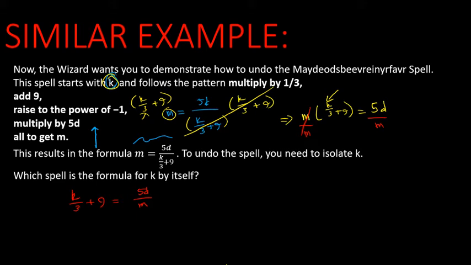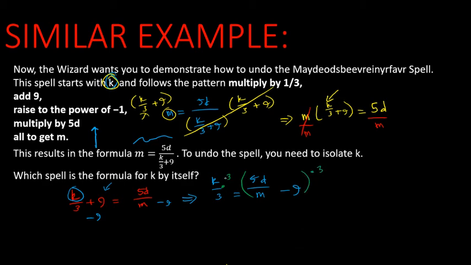Well, what can I take a look at next? Again, trying to isolate k, I see that 9 would be pretty easy to get rid of. I'm going to subtract 9 from both sides of my equation. I'm going to rewrite. I get k over 3 is equal to 5d over m minus 9. Finally, k is being divided by 3, so the next thing that I can do is multiply both sides of the equation by 3.